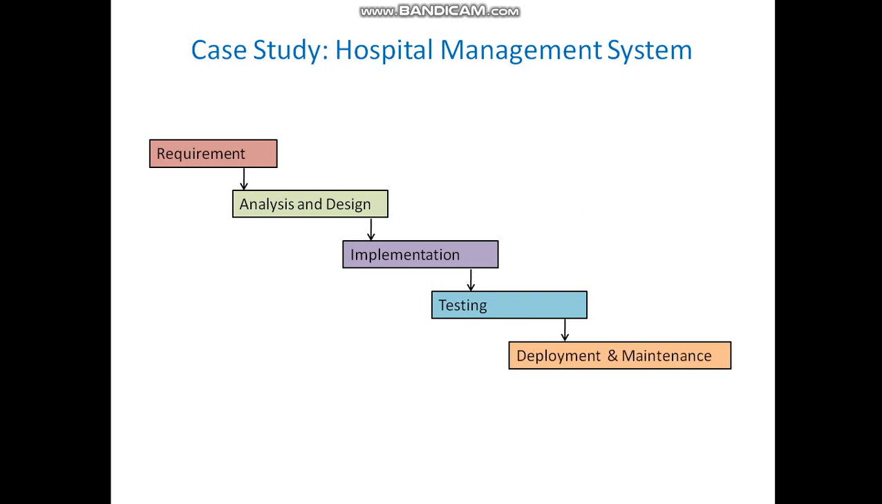And finally that product goes into deployment and maintenance. Deployment and maintenance means directly handing over the product to the client or installing it on their site, the client site, and along with that the maintenance work is there. So in this way, by making use of the waterfall model, the hospital management system that the customer required gets ready. I hope it is clear to everyone how that small application will be developed by making use of this waterfall model. Thank you all.